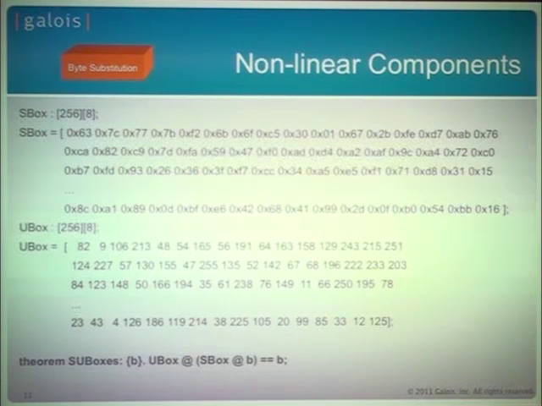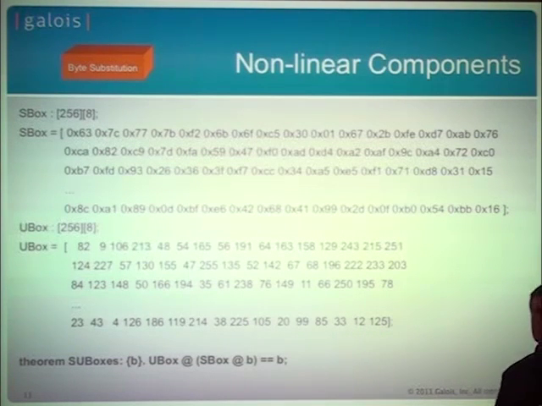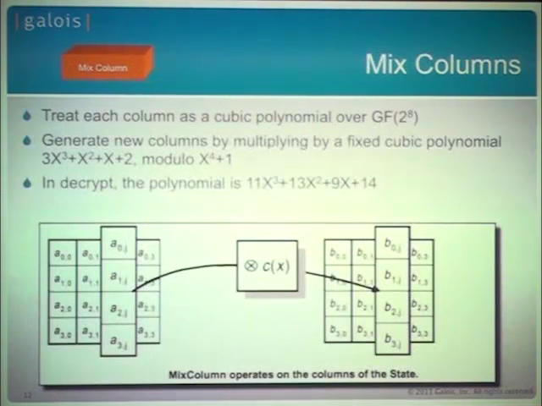But then I wanted to check that I didn't screw up. So here's a kind of obvious theorem that I might want to write, which is when I access the S box at B and then access the U box at that same value, do I get back the original thing? And indeed, I do my quick check within Cryptol. So I'm within Cryptol, I say check, it says checking it, and it actually only needed, of course, 256 cases, and it's exhaustive.